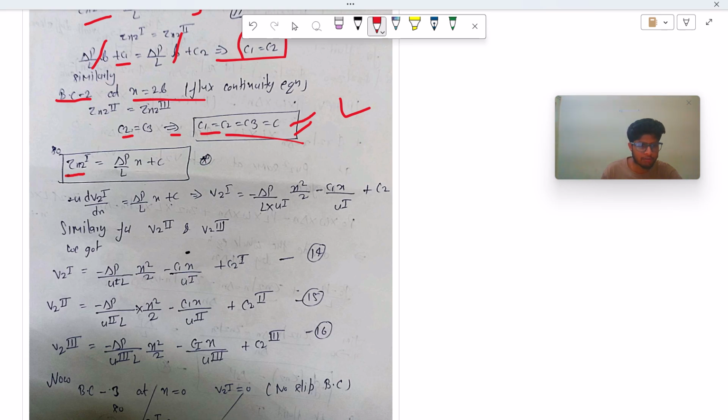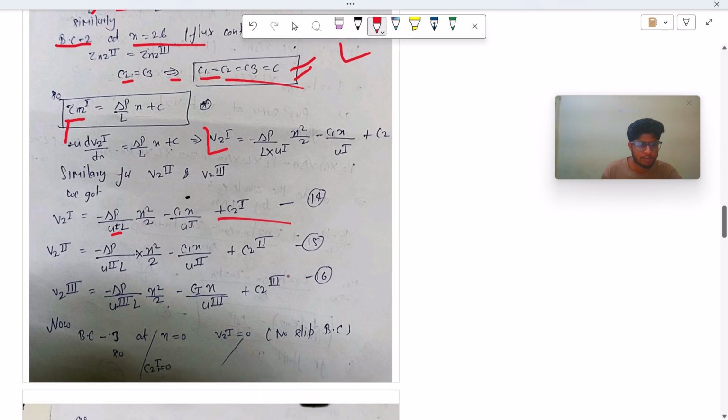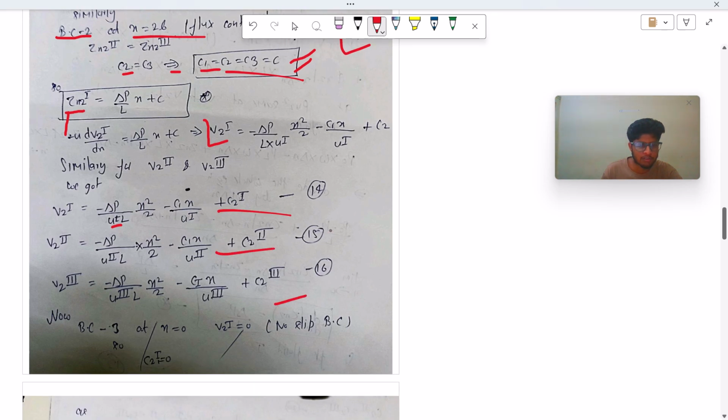And again, as tau xz equal to minus mu dvz by dx, integrating again, we get our velocity equation as vz1 equal to minus delta p upon mu1 L into x square by 2, minus c1 x upon mu1, plus c21. Similarly for fluid 2 and fluid 3, we get equations 14, 15 and 16.